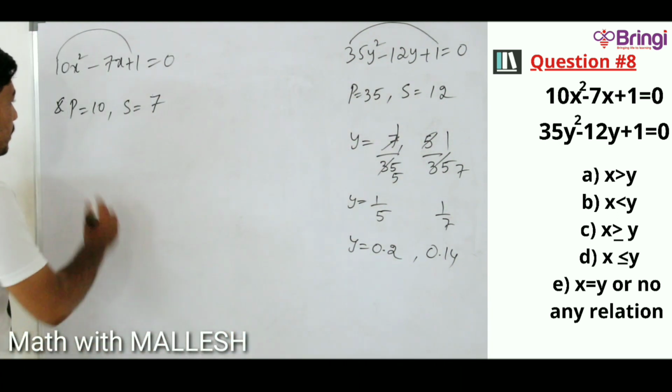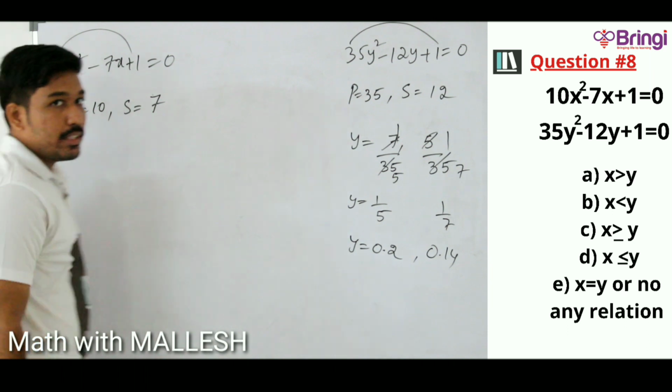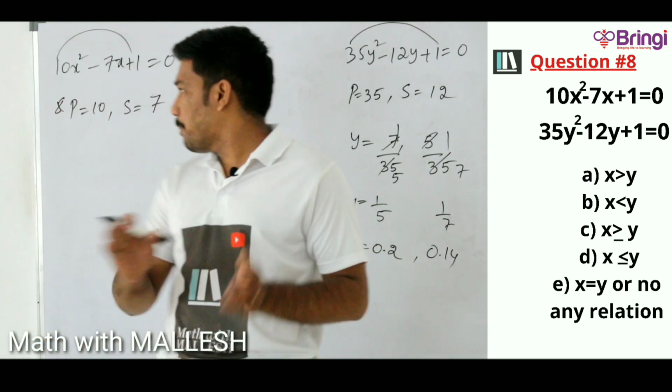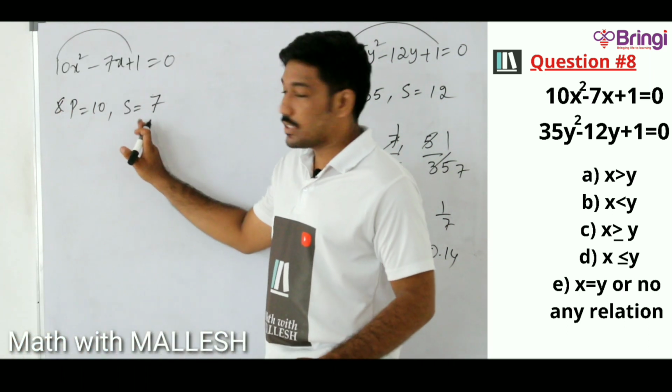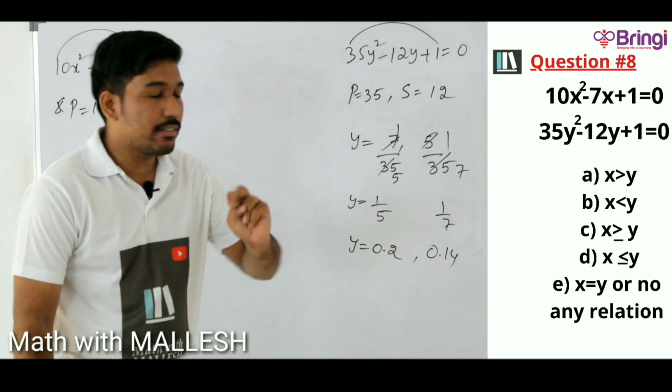And coming to this one, what is the product? 10. And what is the sum? 7. Tell me two numbers whose product is 10 and sum is equal to 7. So we need two numbers.